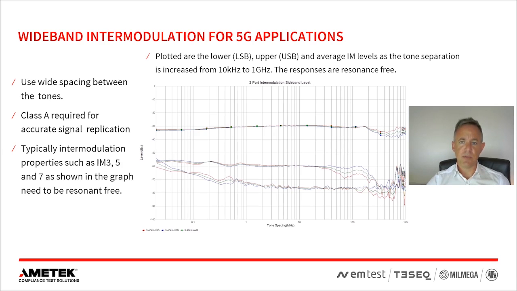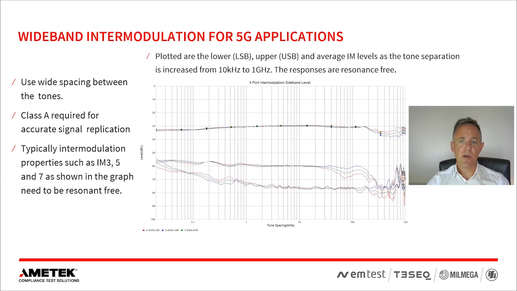In this example, IM3, IM5 and IM7 are shown on the graph and need to be resonance-free, without the amplifier collapsing due to the wide bandwidth. The attached chart shows the average IM levels from a 6G amplifier from our TESIC CBO product line set to 3.4 GHz with an increased tone separation between 10 kHz and 1 GHz with a resonance-free response.